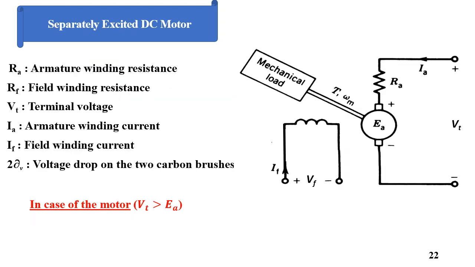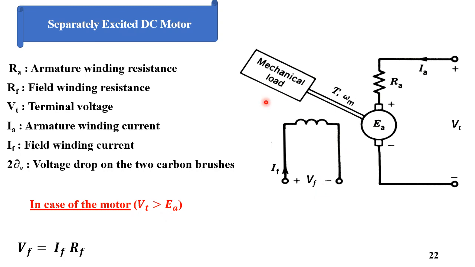The first connection, which is a separately excited DC motor, has the field battery VF, the current drawn from the supply IF, and the resistance of the field. For the armature, we have the back induced EMF, the resistance of the armature, and the terminal voltage, which is the voltage of the battery, and we have the mechanical load connected with the armature of the machine. In case of a motor, we have V terminal bigger than EA, where V terminal is the battery and EA is the back induced EMF.